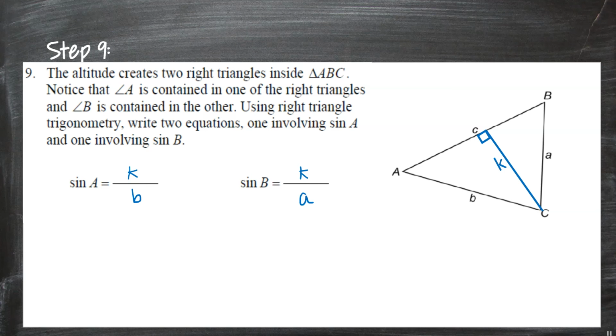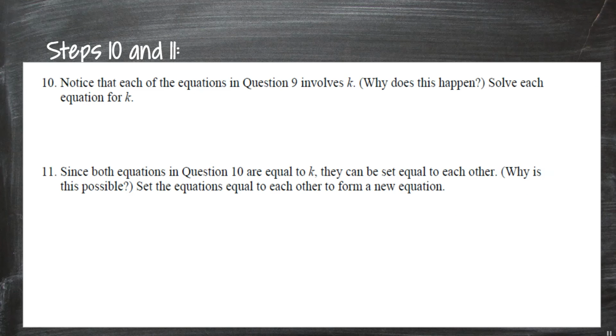Did you get that the sine of angle A is equal to K over B, and that the sine of angle B is equal to K over A? So for angle A, the sine is opposite, which is K, over the hypotenuse. B is now our hypotenuse of this triangle. And for the other angle, angle B, opposite is also K, and the hypotenuse this time is A. So notice once again that we get two equations that involve K. Let's solve each equation for K, just like we did before.